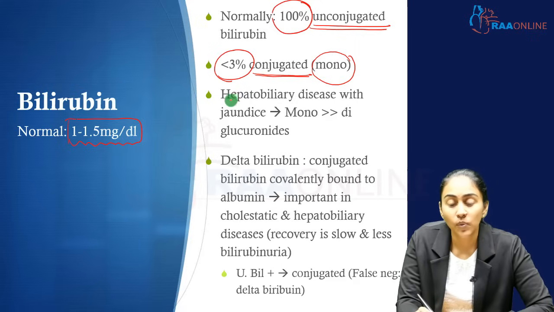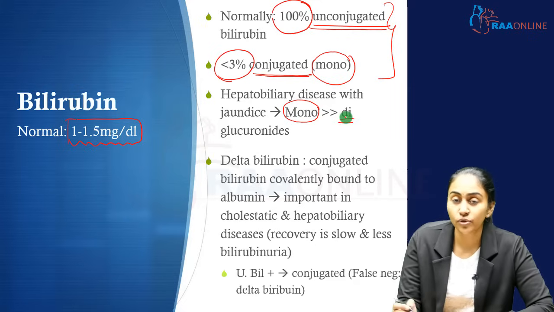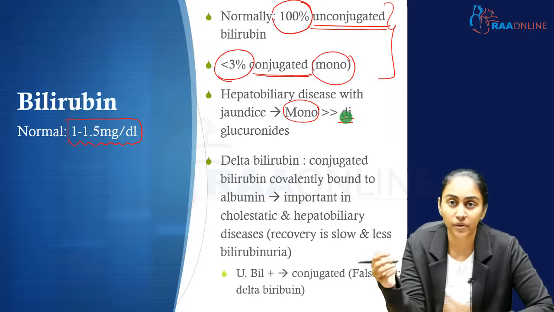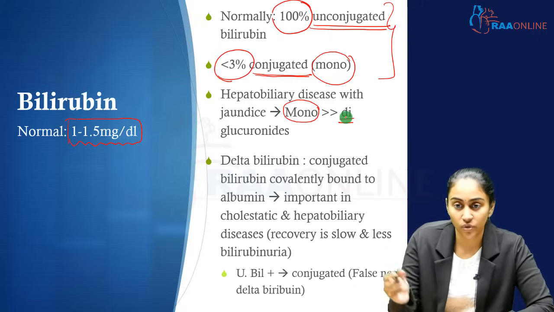So, generally, whenever you have a patient with hepatobiliary disease and with jaundice, remember, because of this normal process, the monoglucuronides at any instance are going to be much higher than the diglucuronides. So, in a patient with a conjugated hyperbilirubinemia, almost always the monoglucuronides are going to be higher than the diglucuronides.